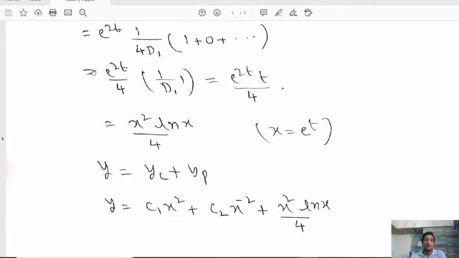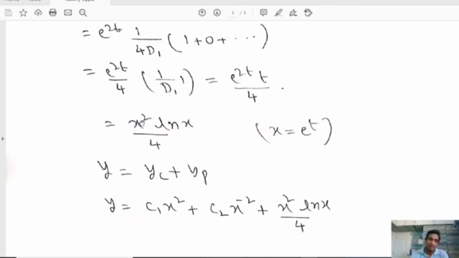So e power 2t by 4. Here 1 by D1 means integration. Here D1 means differentiation with respect to t. So 1 by D1 means integration with respect to t. So the integration of 1 will be t, so e power 2t by 4.